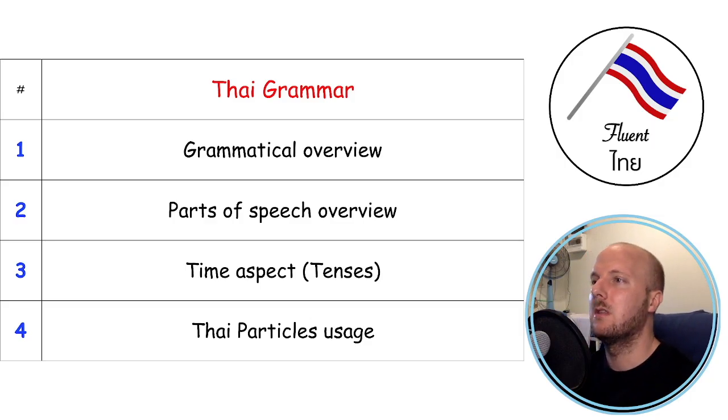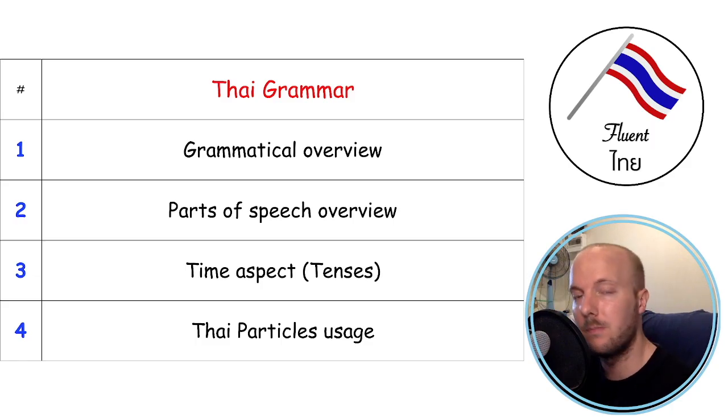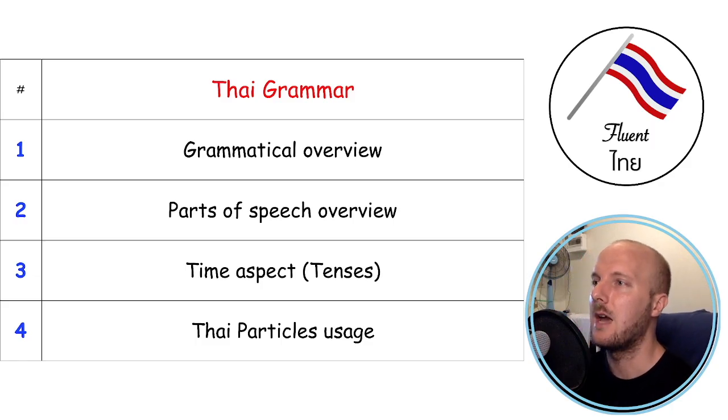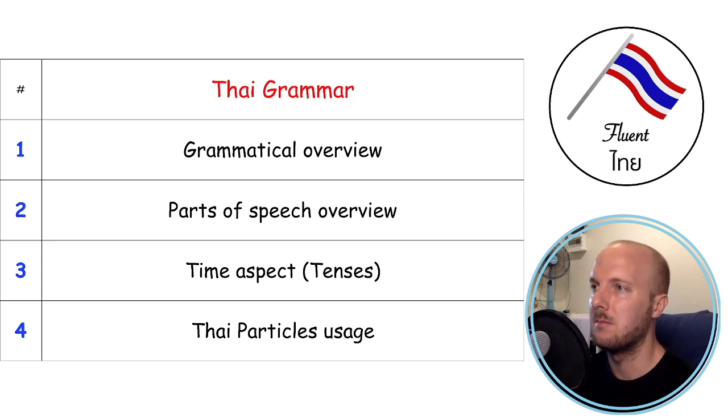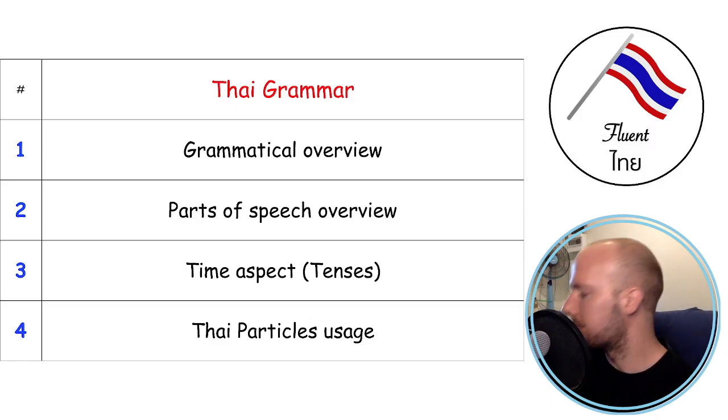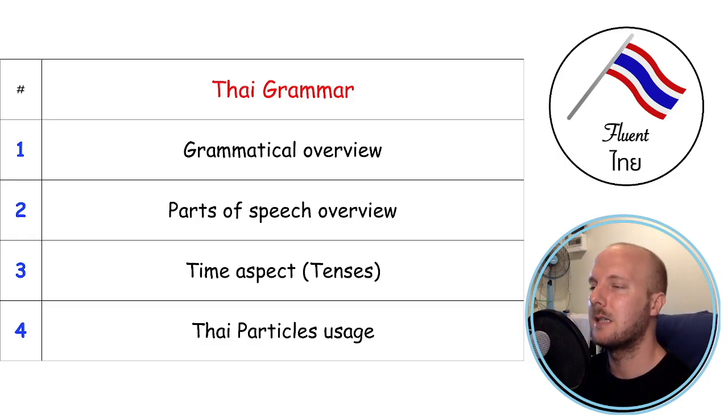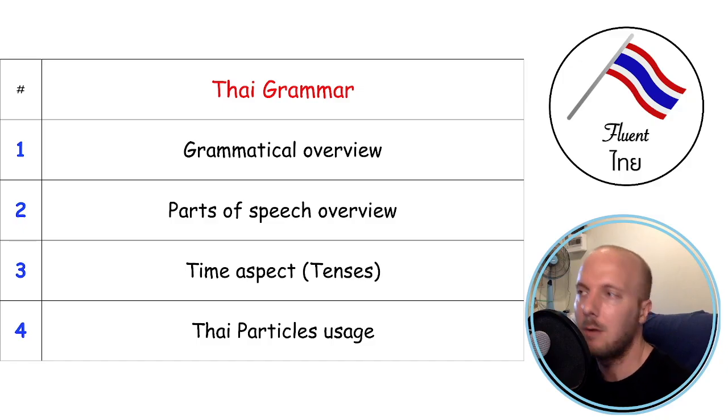Firstly, we'll just have a look at the whole grammatical overview of the Thai grammar. So we're just going to see in what ways Thai grammar is unique, how it differs from specifically English, and we'll go through some of the main differences. Next, we'll look at parts of speech, an important aspect and knowledge to learn, especially as it comes to learning a second or a third language.